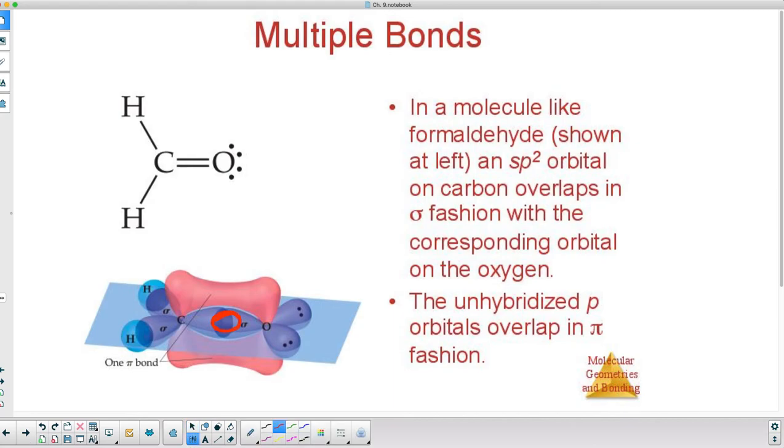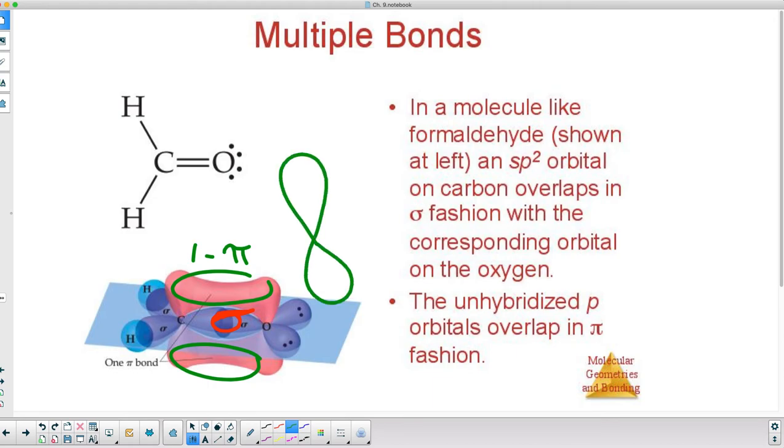Okay, that's our sigma right here. Here, I'll do a little sigma right there. And then I have a pi bond here. Even though it's top and bottom, and it looks like 2 bonds, it's actually only 1 pi. So when you look at these pictures, you're going to be like, wait, what do you mean that's only 1 pi? Remember, a p has 2 lobes.